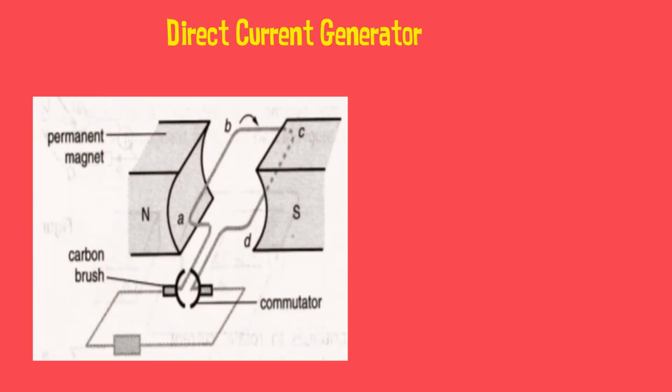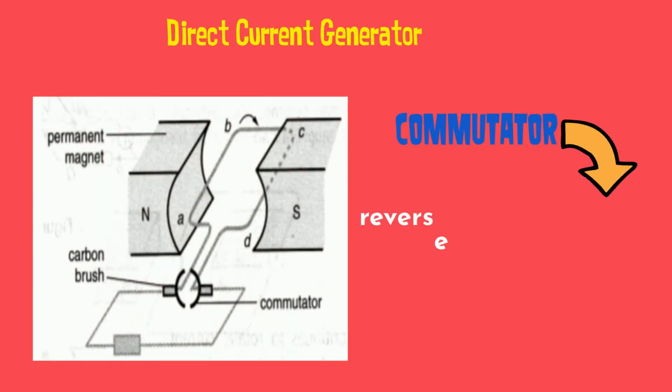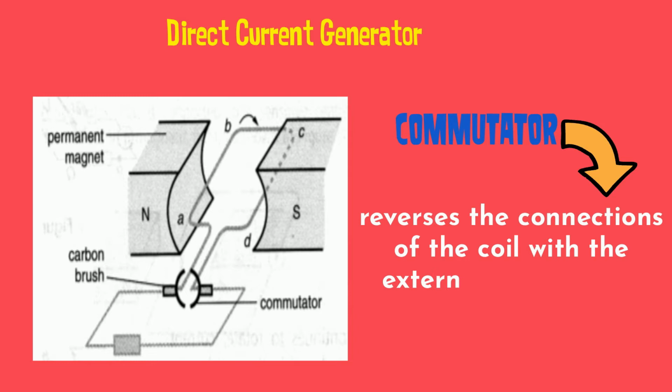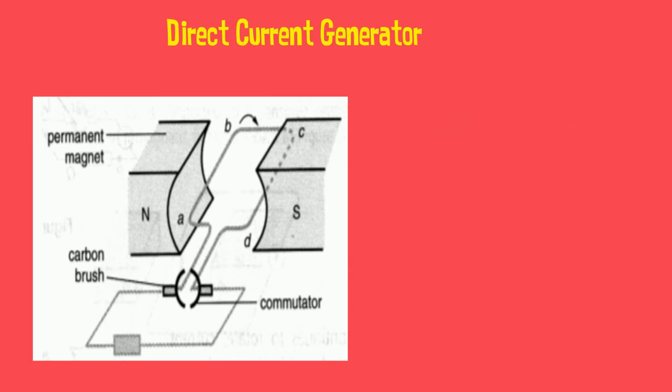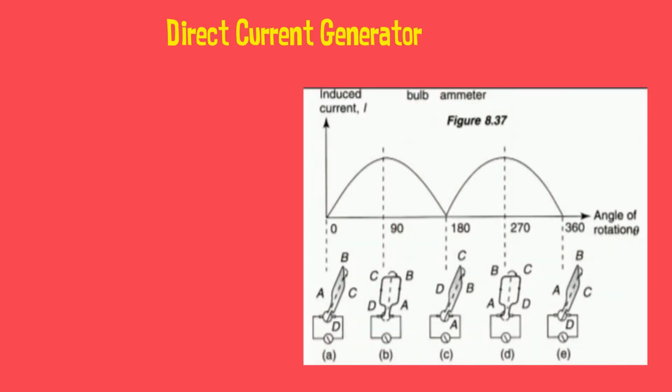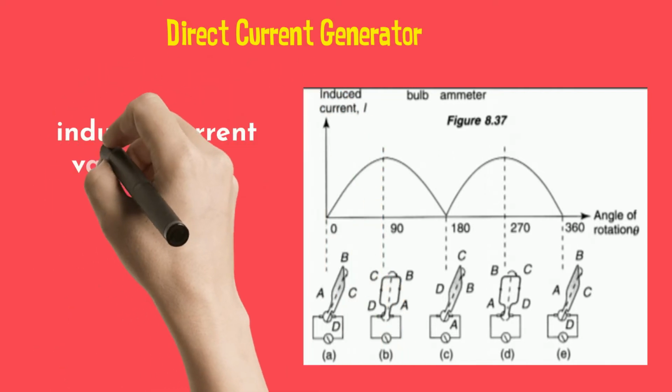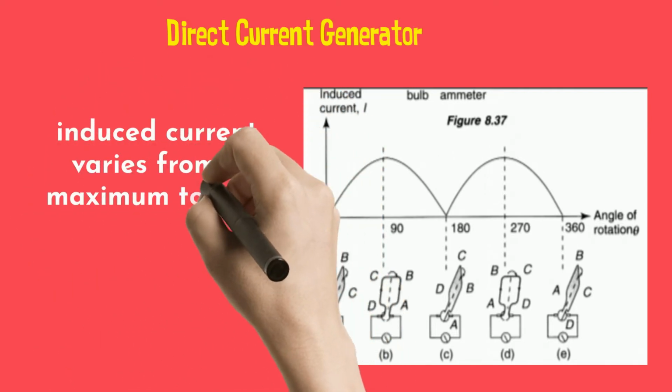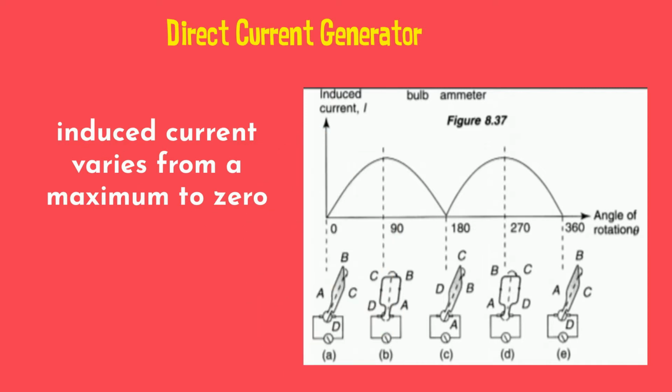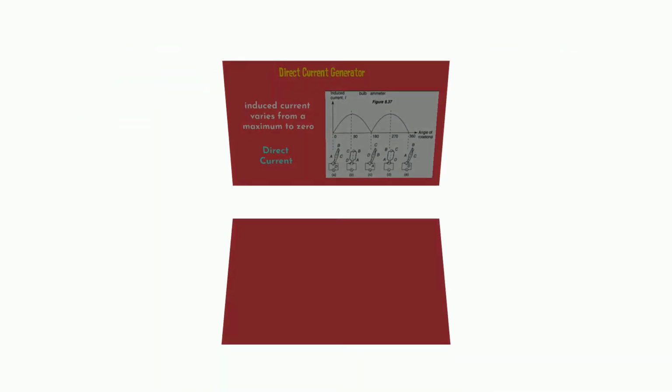For a DC generator, the commutator reverses the connections of the coil with the external circuit every half cycle, so the current in the outside circuit always flows in the same direction. The induced current varies from a maximum to zero and it flows in one direction only. Hence, the induced current is called a direct current.